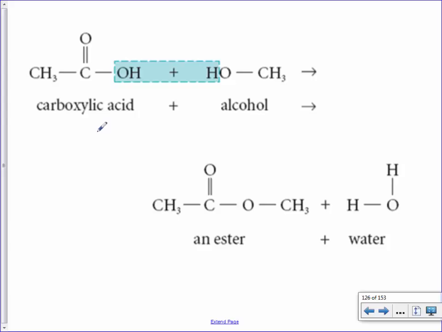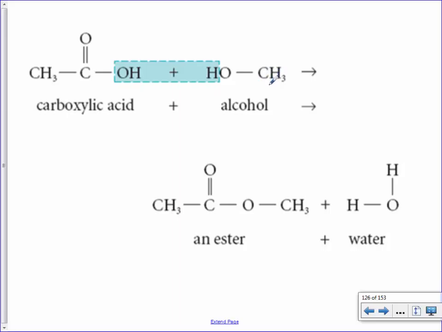Go for it. It would be known as ethanoic acid. Why ethanoic acid? There's two carbons. Ethanoic acid. Here's an alcohol. What would this alcohol be called? Methanol, because there's only one carbon here.